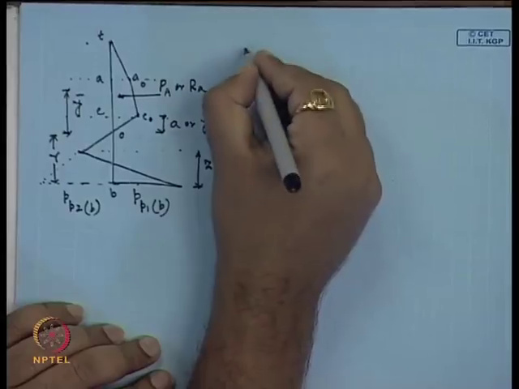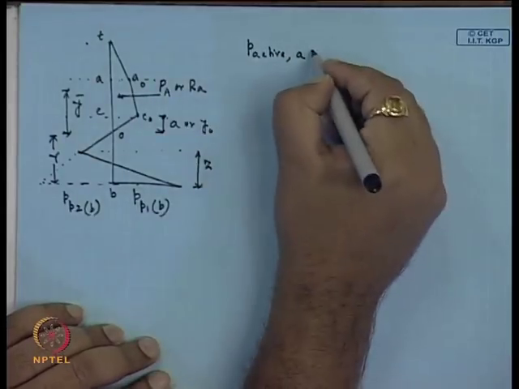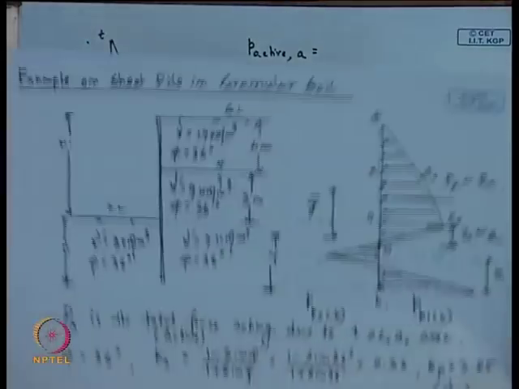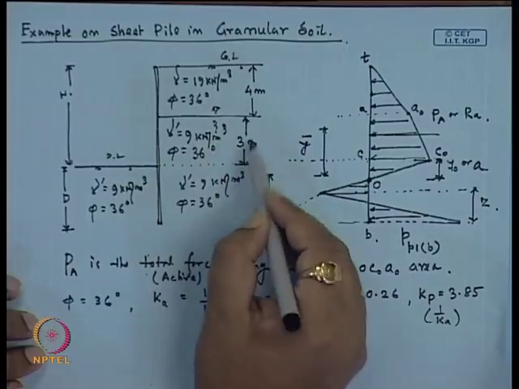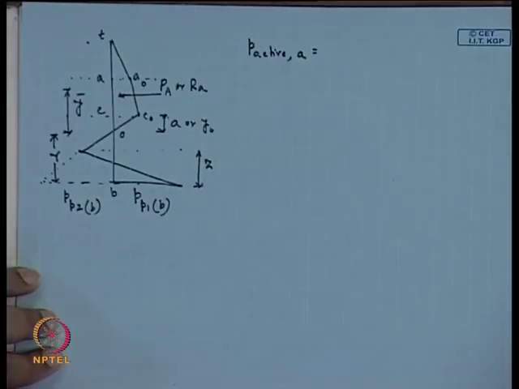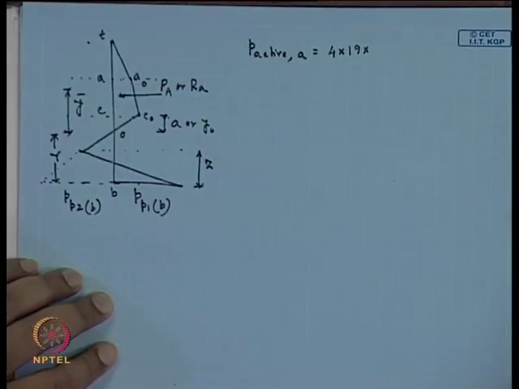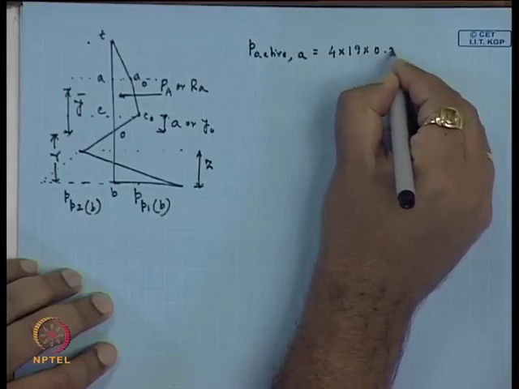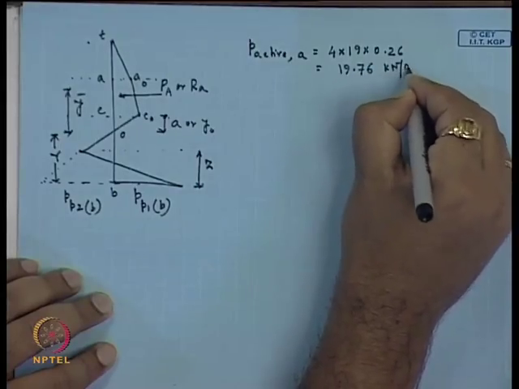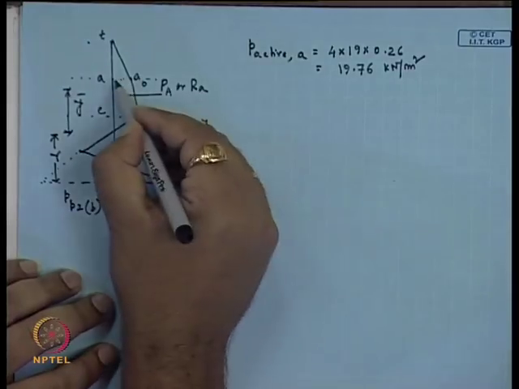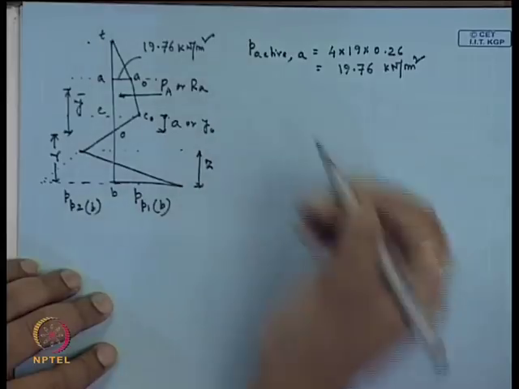Now, first if I calculate the active pressure at A point, I mean at this level, as we have considered the properties of the soil, this is 19 kilonewton for this top and height is 4 meter, this is 9 and 3 meter, then we can write that at A point, this will be 4 into 19 into the active coefficient of the earth pressure, that is 0.26. So, force at this level will be 19.76 kilonewton per meter square, that is at this level. So, here the force is 19.76 kilonewton per meter square.